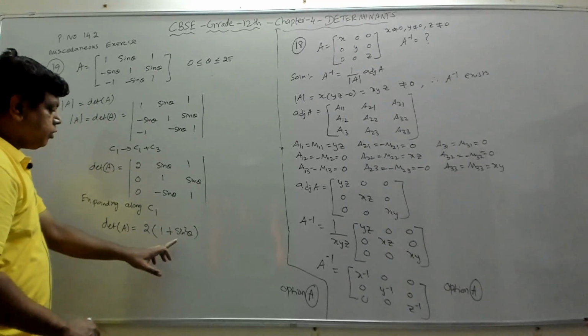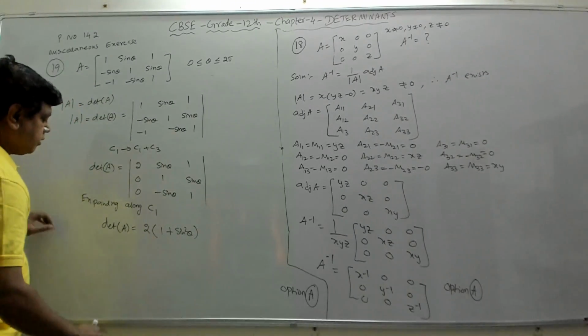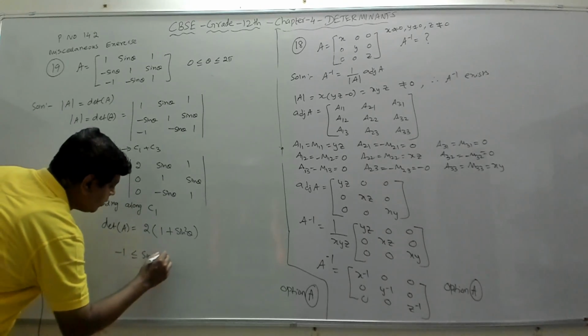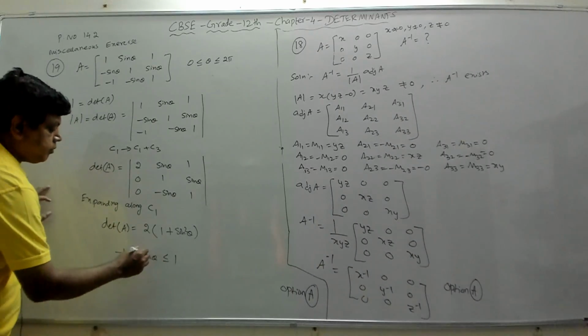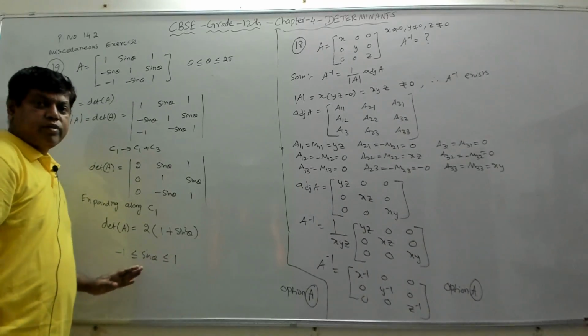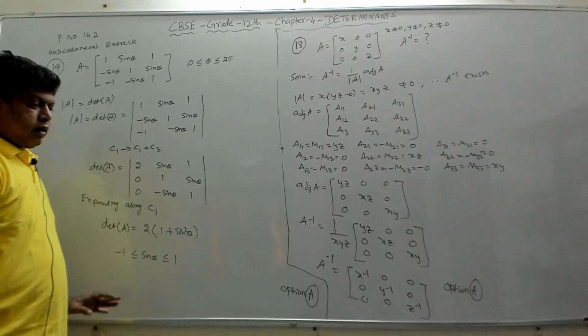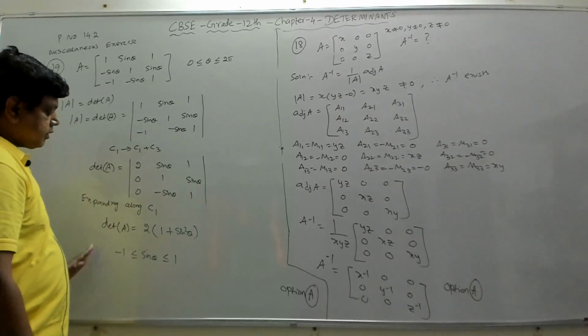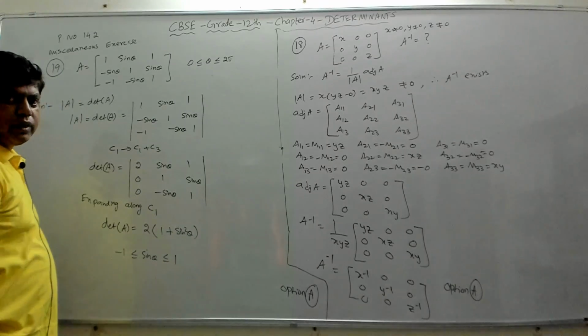For that we will use the known result: sin theta always lies between minus 1 and 1, that is, minus 1 is less than or equal to sin theta, which is less than or equal to 1. You would have studied this in your 11th standard. Sine is always between minus 1 and 1, so it cannot be less than minus 1 or greater than 1.